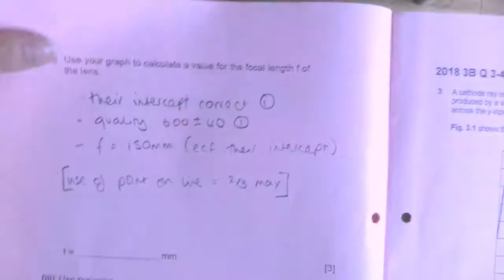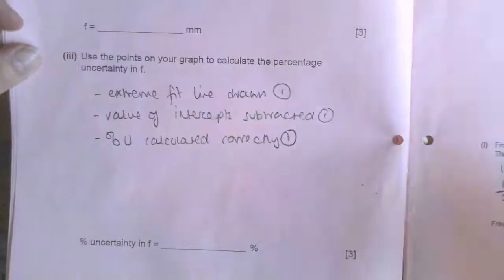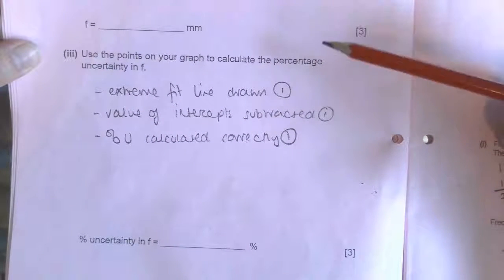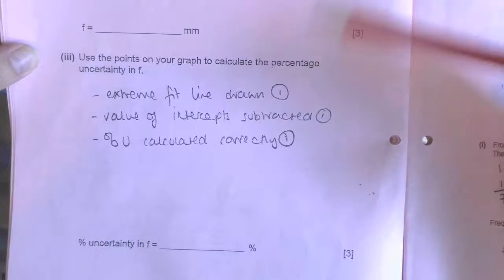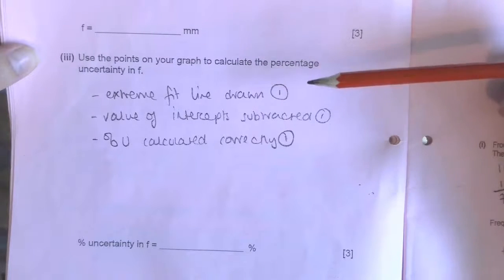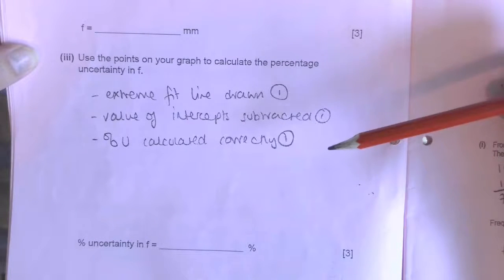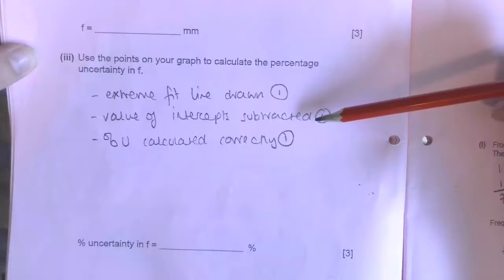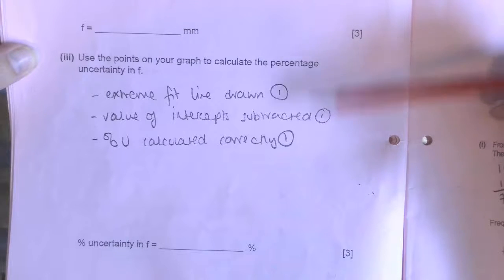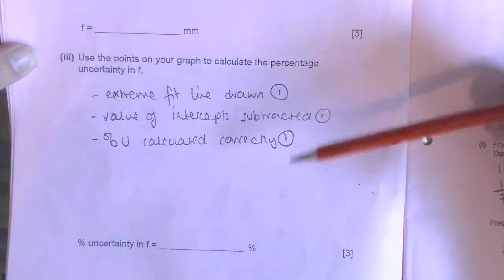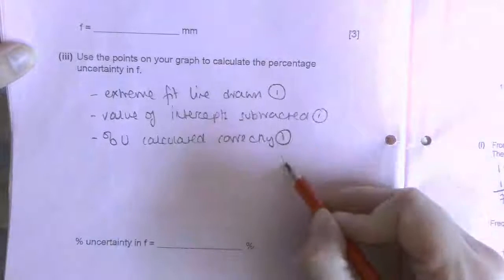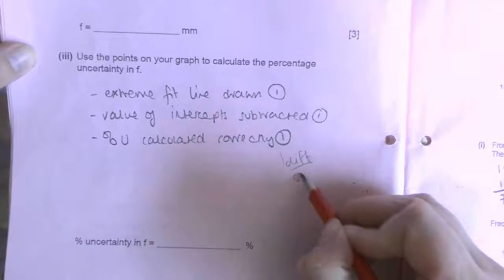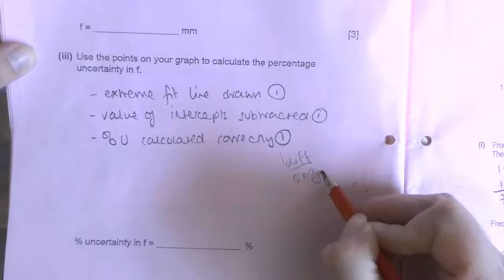Now, do you remember we spent a good while at the start of the year doing this stuff? So for part 3, use the points in your graph to calculate the percentage uncertainty in F. So there's 1 mark for doing an extreme line of fit. There's 2nd mark then for finding the difference in your two intercepts, and then calculating the percentage uncertainty from that, which is going to be the difference divided by the original, and that times 100.